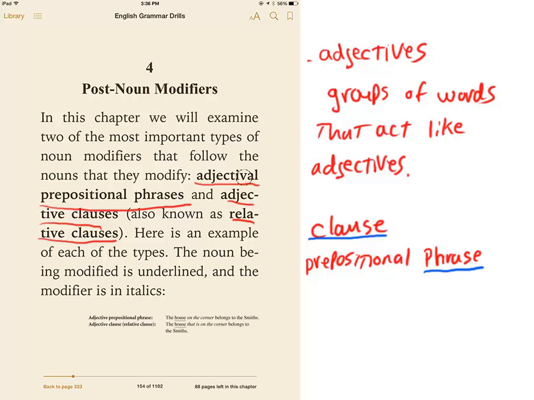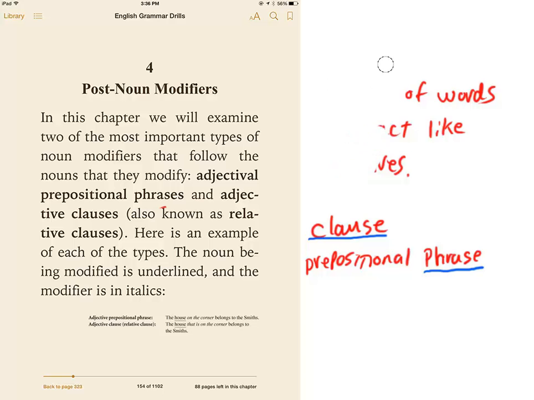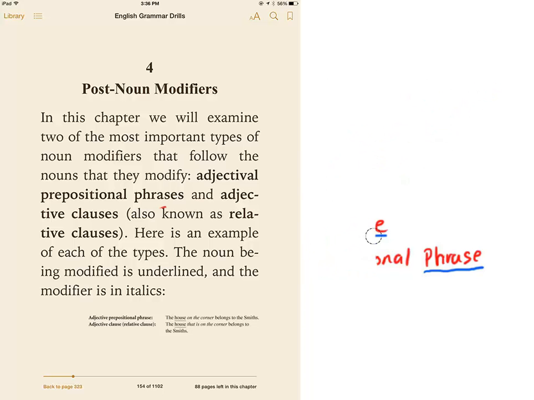And so let's just take a look at a couple of examples that they have here of a group of words that acts like an adjective, in both a clause and a phrase format. If you can see down here, this is a little small, but this is what we're going to be reading. It says an adjective prepositional phrase: the house on the corner belongs to the Smiths. You can see that on the corner modifies the word house. That is a prepositional phrase. On is a preposition. It's the start of a phrase, and it tells where the house is, the house on the corner. So on the corner acts as an adjective modifying the word house.